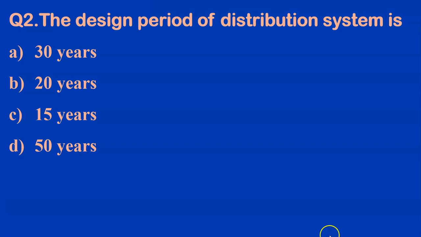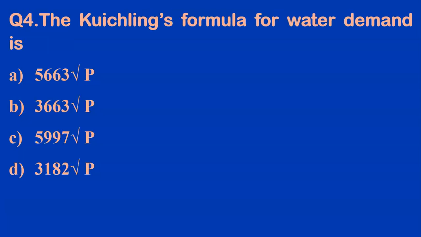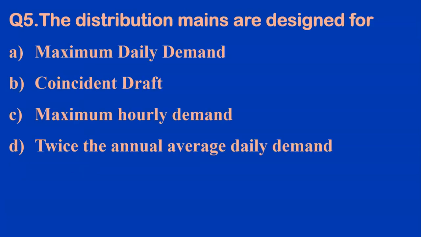The next question is, the design period of distribution system is, which was already discussed. The right answer will be option A, 30 years. Question 3, the industrial demand for large cities and towns is. The right answer is option B, 450 liters per capita per day. Question 4, the Kiechling's formula for water demand is. So it's a fire demand formula. The right answer is option D, 3182 feet. And question 5, the distribution mains are designed for. The right answer is option B, coincident draft.